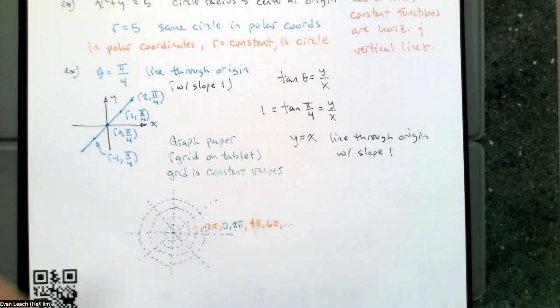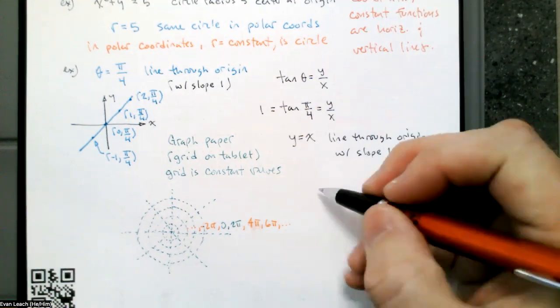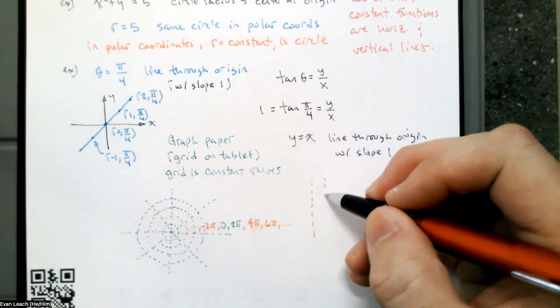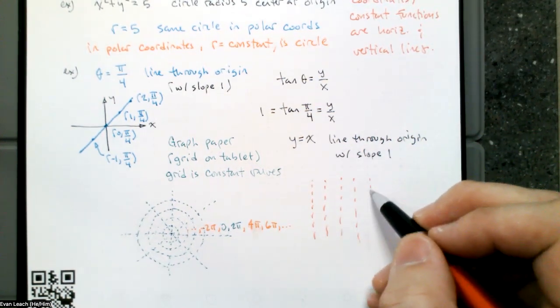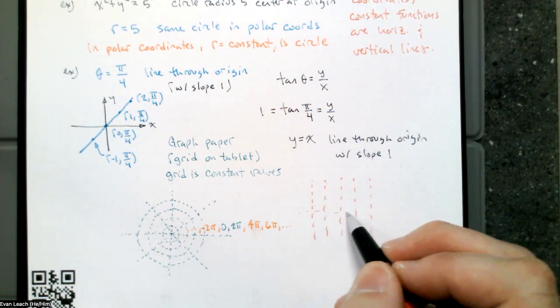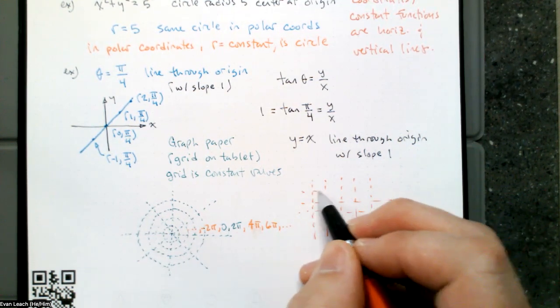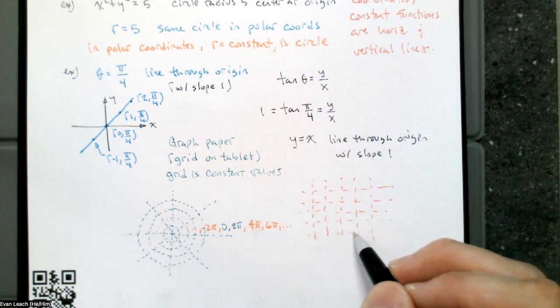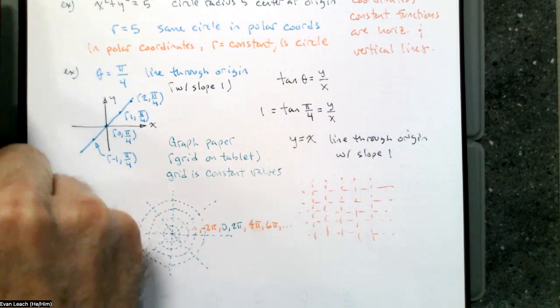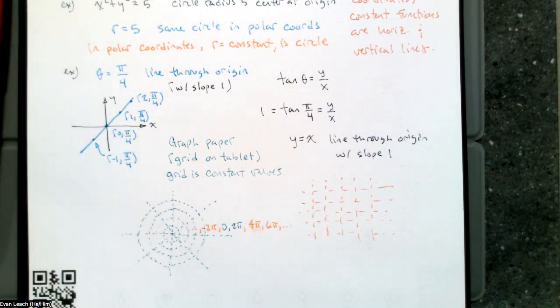Our normal graph paper is the same thing. All the x constants, here's where x is constant, x is constant, x is constant, y is constant, y is constant, y is constant. Grids just show you where your variables are constants, fixed value of your variable, of your coordinate.